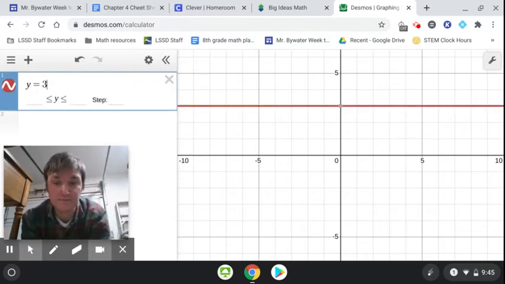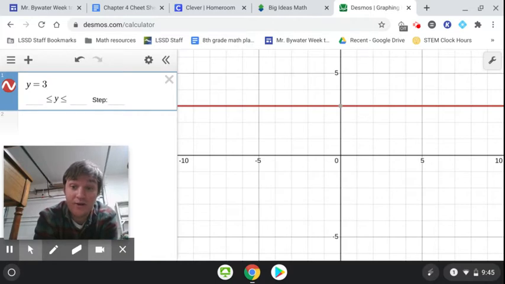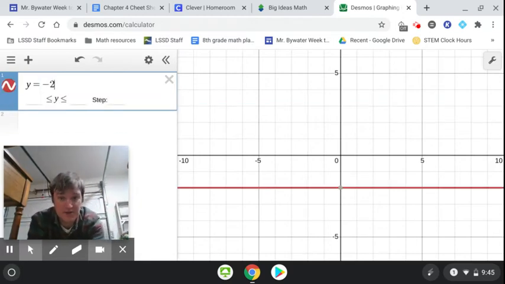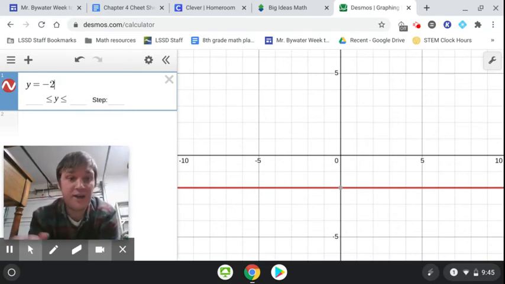Boom, there's my line. Now, let's say I wanted that perfectly flat line somewhere else. Let's say I want it down here. Well, that's fine. I'm just going to change it to y equals -2, and it drops down there. So there's not a lot to writing equations for your perfectly flat lines.